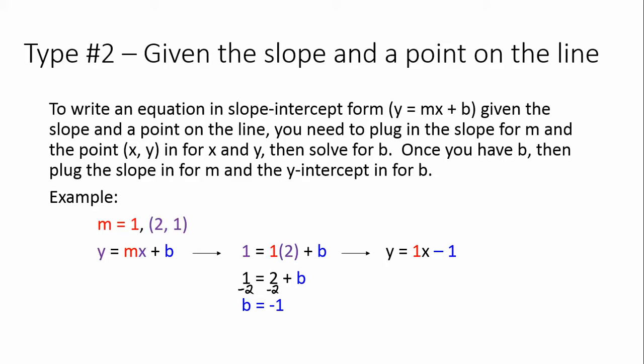Once you've found the b, then you have to go back and write the equation using the slope from the original problem plus the y-intercept that you just found to write y equals 1x minus 1. And we will look at several examples of this today and also probably spend a couple of days on the topic.